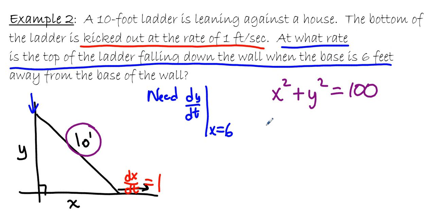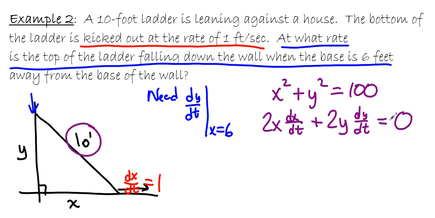So the derivative of x squared is 2x, but that's the derivative with respect to x. We want the derivative with respect to time. The derivative of y squared would apparently be 2y, but that's the derivative with respect to y. We want the derivative with respect to time. And the derivative of a number is always 0. So then we put all the information that we have into our equation.